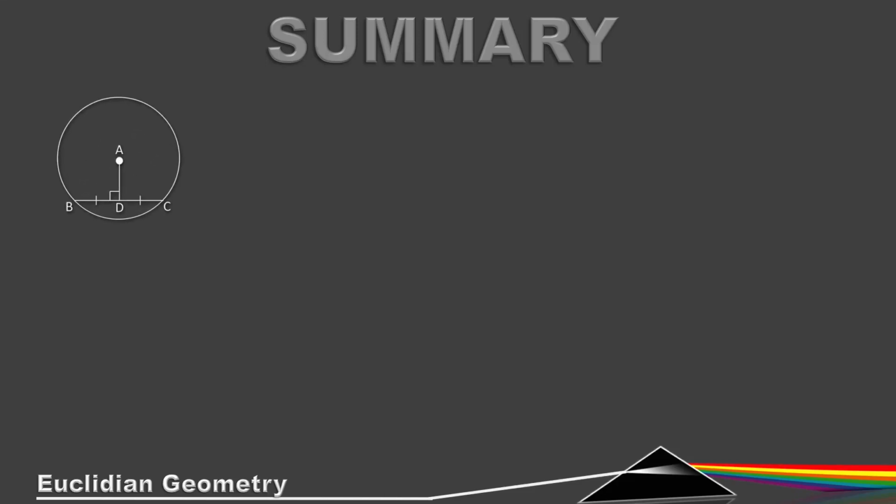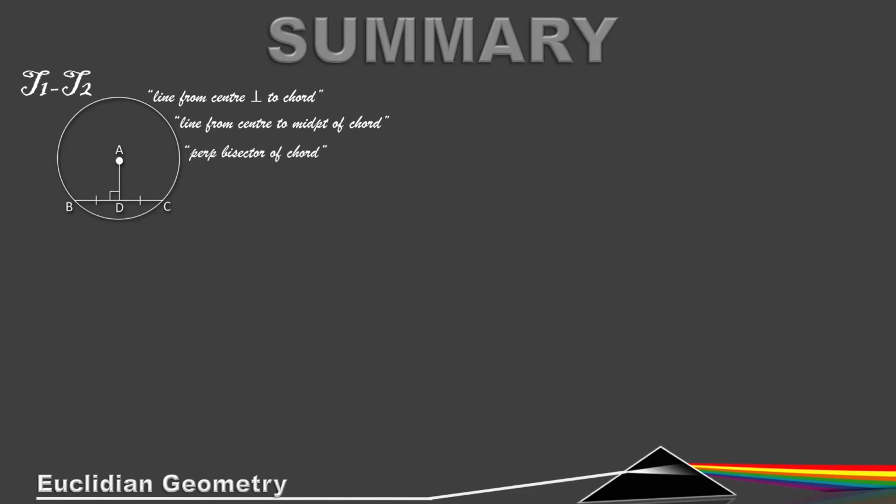So first of all, we have theorems 1 and 2, and they say that if you draw a line from the center of the circle perpendicular to a chord, then that line must divide the chord in two. And then the line from the center to the midpoint of the chord: if you draw a line from the center of the circle that divides the chord into two, then that must be perpendicular to the chord. And then finally, the perpendicular bisector of a chord means that if you draw any line that is both perpendicular and divides the line in two, then it must go through the center of the circle.